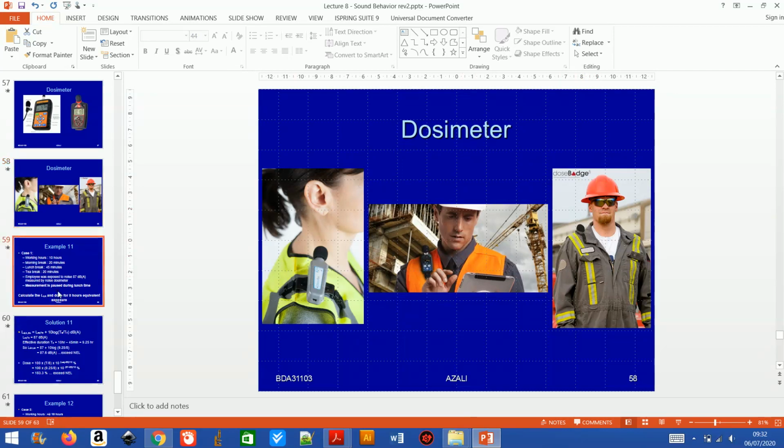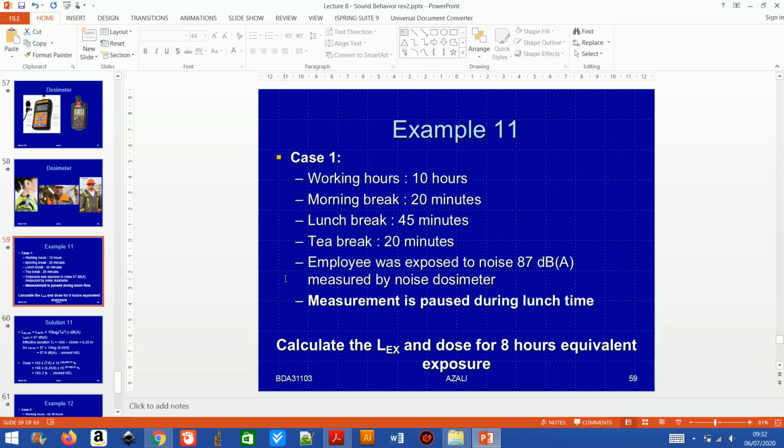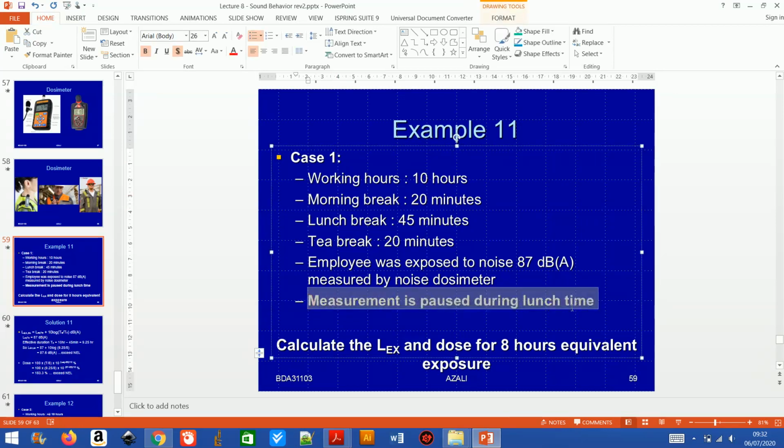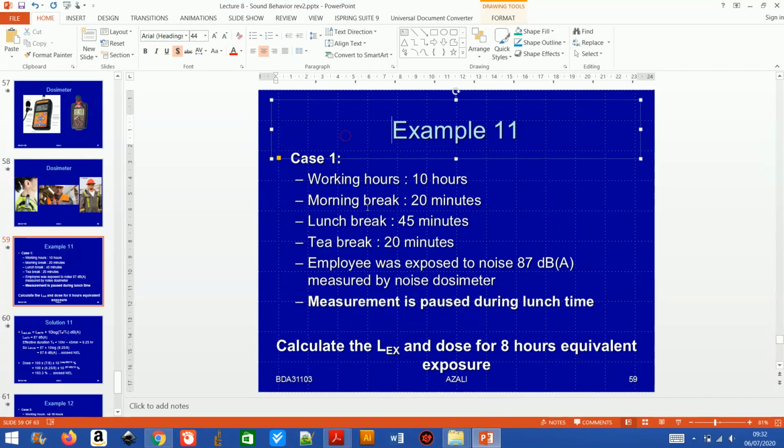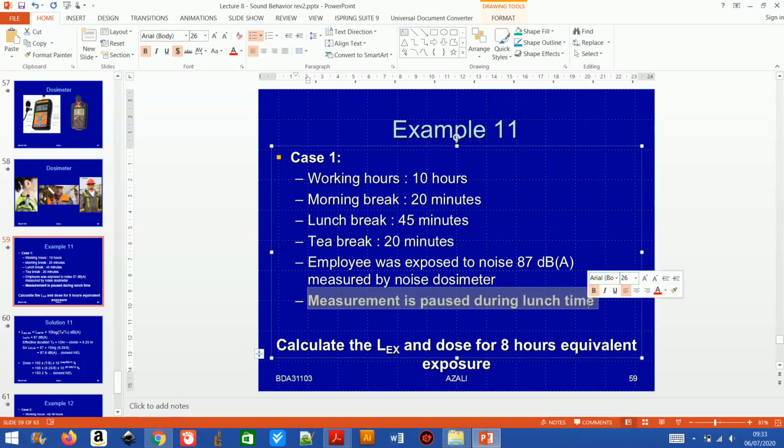So let's look at example 11. In the previous lecture, I didn't go through the example carefully. But when I looked through, there is one statement that I skipped, which is that the measurement is paused during lunchtime. So for case 1, the working hours is 10 hours, morning break 20 minutes, lunch break 45 minutes, tea break 20 minutes. The employee was exposed to noise of 87 decibel measured by dosimeter, and the measurement is paused during lunchtime. So what does it mean here?